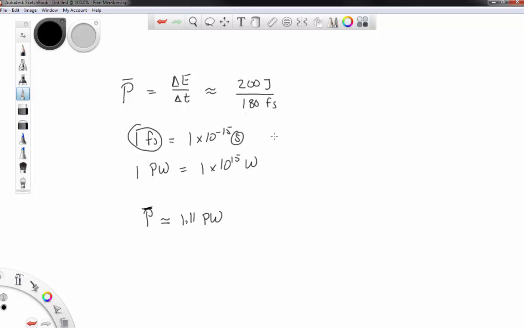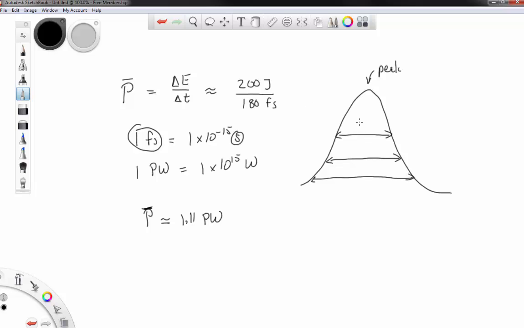These times are sometimes used to characterize a pulse, so maybe the pulse has some shape to it. Here's the peak of the pulse, and the time might be discussing this duration. It may be the full width half maximum duration, not to scale, or the 1 over E squared duration, for example, or the 1 over E duration. Usually it's something like 1 over E squared duration, which might be about like this, or it's full width half max. So this is a rough approximation, but it gives you a sketch of how you get 1 petawatt of power in a laser pulse, even though the entire U.S. only uses, say, a terawatt of power at a time.